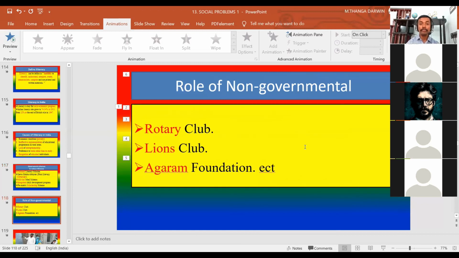The non-governmental organizations play a wonderful role: Rotary Club, Lions Club, then Agaram Foundation. Agaram Foundation works only for education, mainly in Tamil Nadu. This foundation chooses poor students, educates them, and gives a lot of opportunities for higher education as well. Lions Club is an international organization that every year chooses poor students from India and educates them. Rotary Club is also an international NGO.